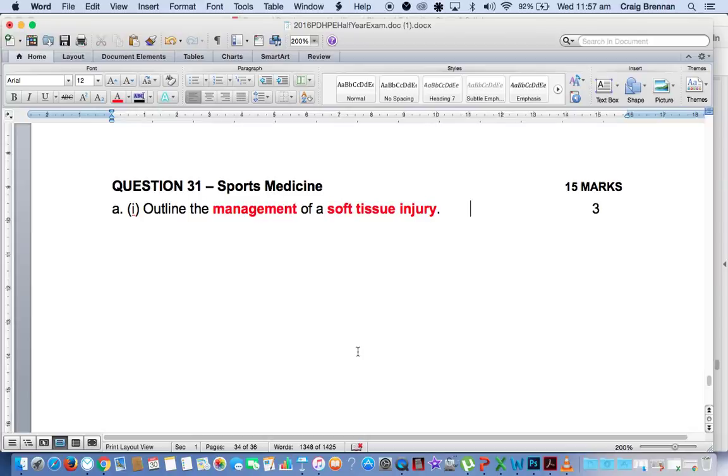G'day boys, question 31 in the sports medicine option, and this is question 31A part 1, was outline the management of a soft tissue injury, and it was worth 3 marks. And I've sort of coloured the key terms here. It's the management, and we're looking at a soft tissue injury.